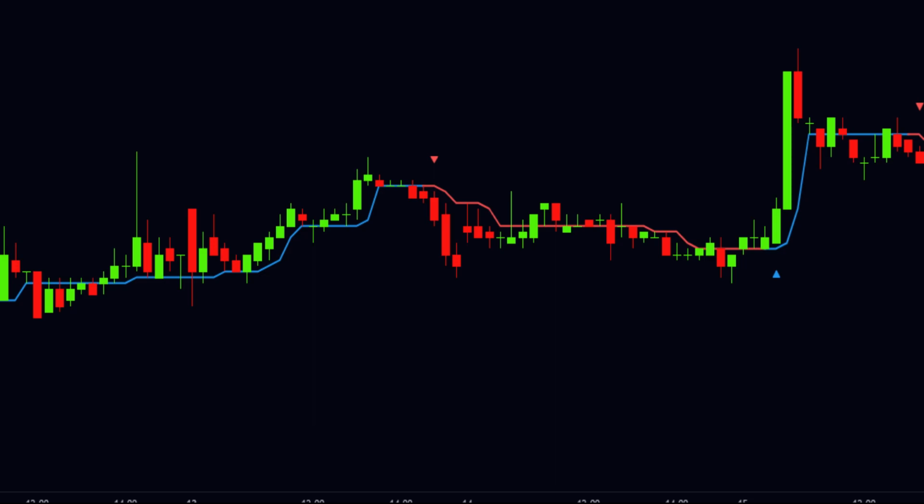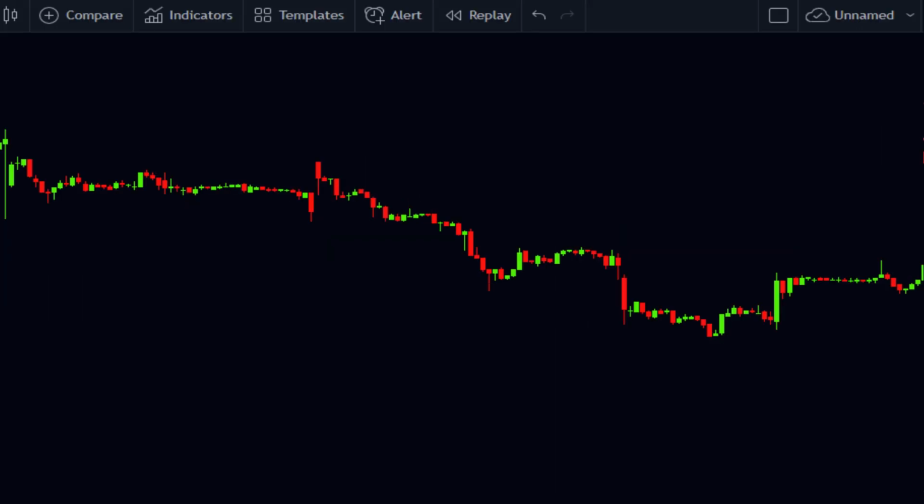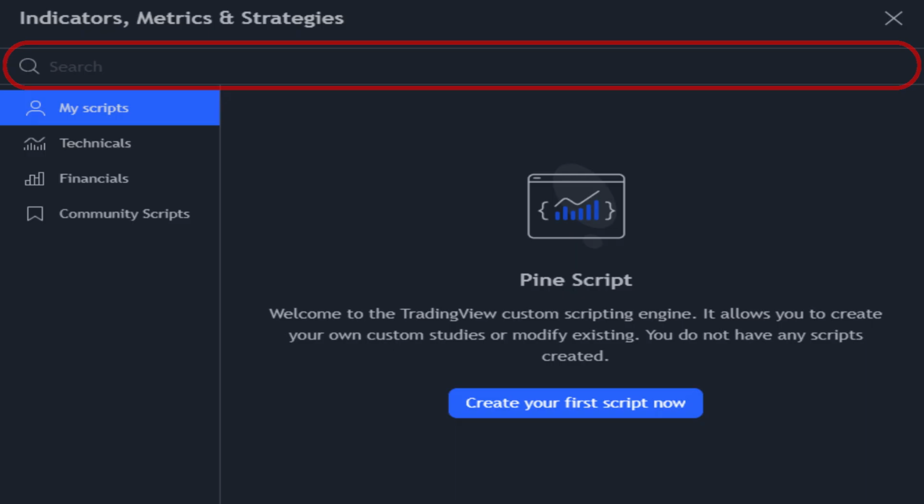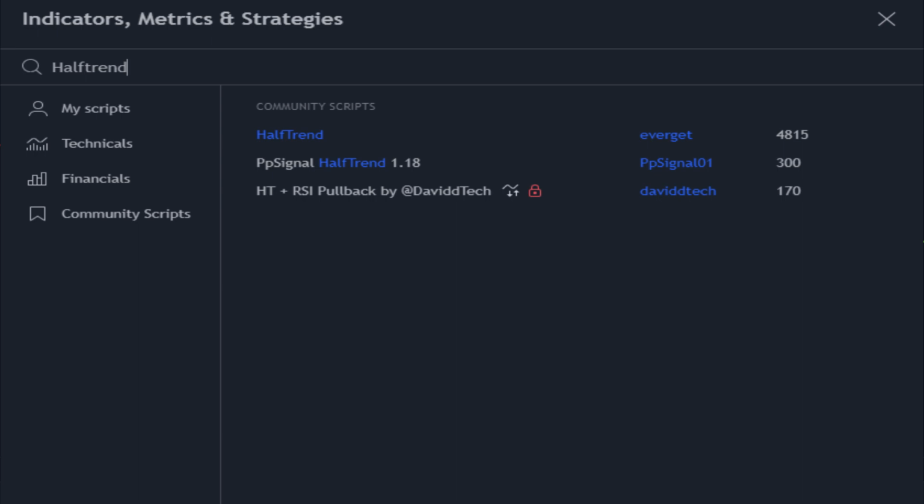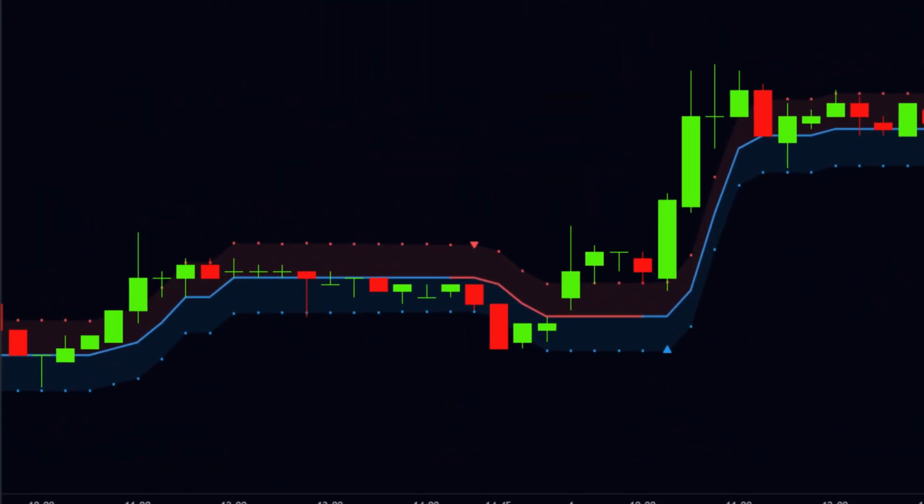For instance, if you are using TradingView software, and you want to plot half trend in the chart, then just open the chart of a stock. Now you will see the indicator bar on the upside, just click on it. Now you will see a window for the indicator. Just type half trend in the search bar, you will see the half trend in the options, just click on it. Thus, you will be able to plot half trend on your chart.